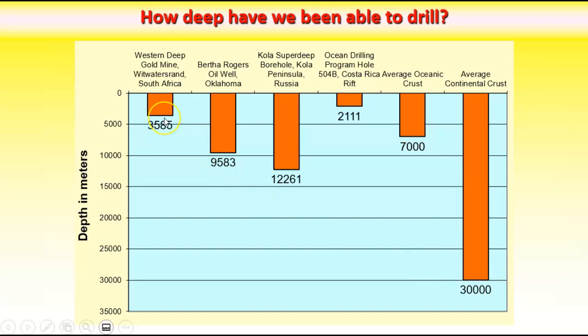So we have some mines that are pretty deep and some oil wells. The problem with these really deep wells is they're on land. And so you can see that we never drilled through the continental crust. And if we make it to the ocean, because we have to go through miles of water first and then into the oceanic crust, it's challenging to drill very deep there. So we have never, to this date, drilled through the crust into the mantle.